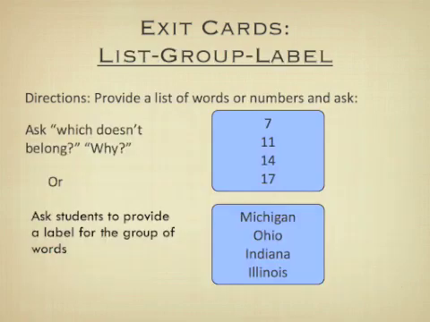This final example uses lists in 2 different ways. The top blue box contains a group of numbers with the question, which doesn't belong and why. There are many answers to this question, and it pushes students to think about how numbers are related in new ways. The bottom box gives a group of words, in this case states, and students are asked to look at the relationship between the words and provide an appropriate title for the group.